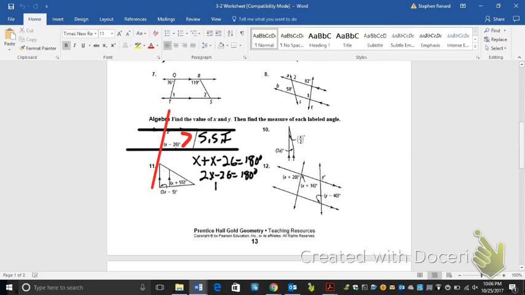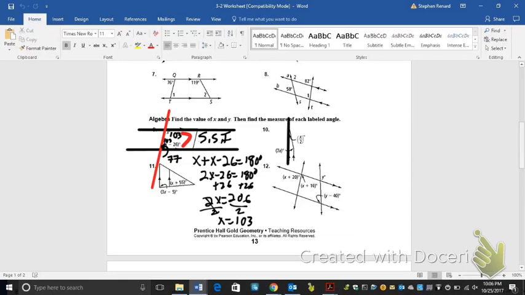So we start off by going x plus x minus 26 equals 180. Run the math, and we get x equals 103 degrees. So we know that top one is going to be 103 degrees. We can either figure out the bottom one by going 180 minus 103, or we can plug 103 in there, and we get 103 minus 26, which is 77 degrees. 77 plus 103 does equal 180, so we know we did it right.